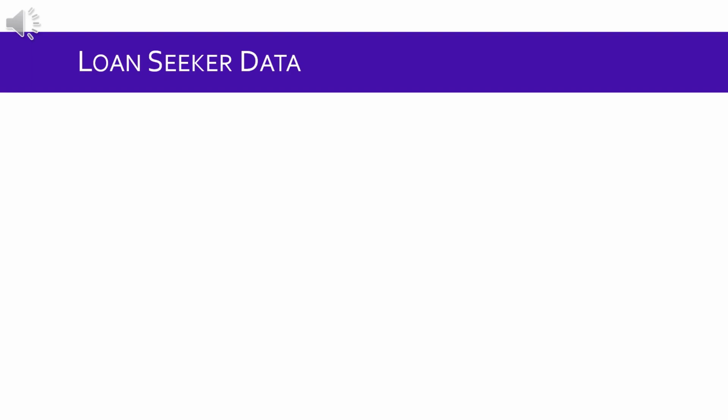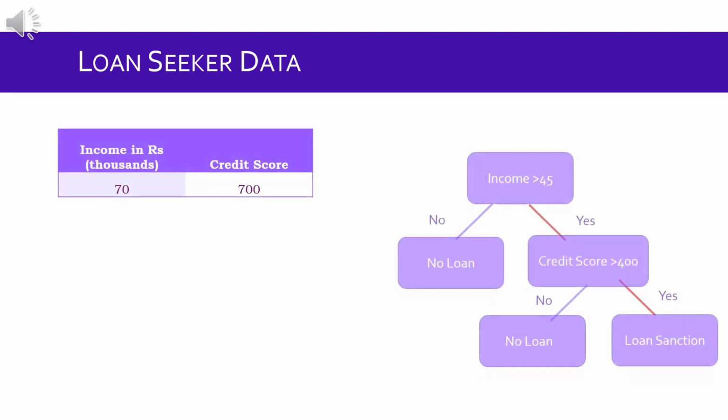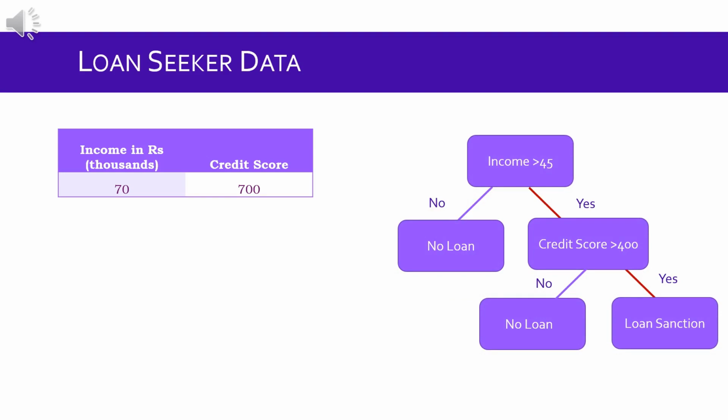Let the loan seeker's data be 7700. At the first decision point, his income is greater than 45,000. The tree follows the red path and reaches the internal node. At this internal node, his credit score is checked. As his credit score is higher than 400, the tree follows the red path and reaches the leaf node. His loan is sanctioned.